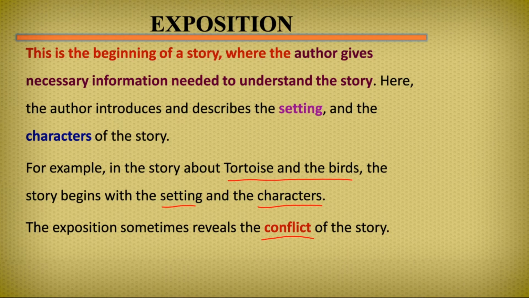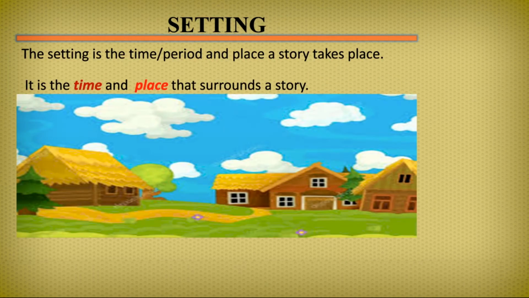Let's start with settings. Settings is the time or period and place a story takes place. So it is the time and place that surrounds a story. Now, from this image, we can see the environment that a story takes place. For instance, the story of the tortoise and the birds. This is the sky and this is the land. Now, let's take a look at characters.